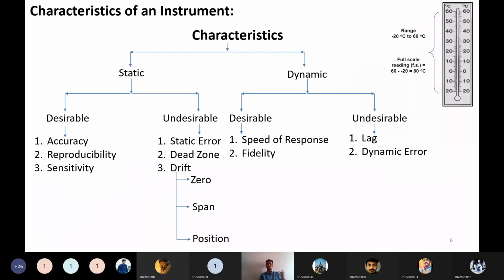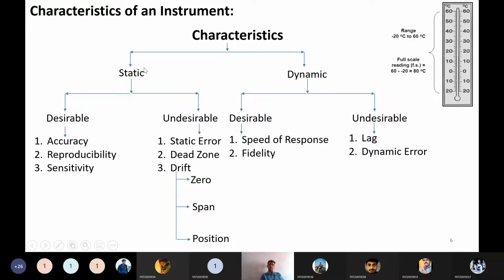Then there are characteristics of an instrument. These characteristics are divided into two types: static and dynamic characteristics. Static characteristics are independent of time, and dynamic characteristics are dependent on time. Depending on time, they will be varying, but static characteristics are independent of time.